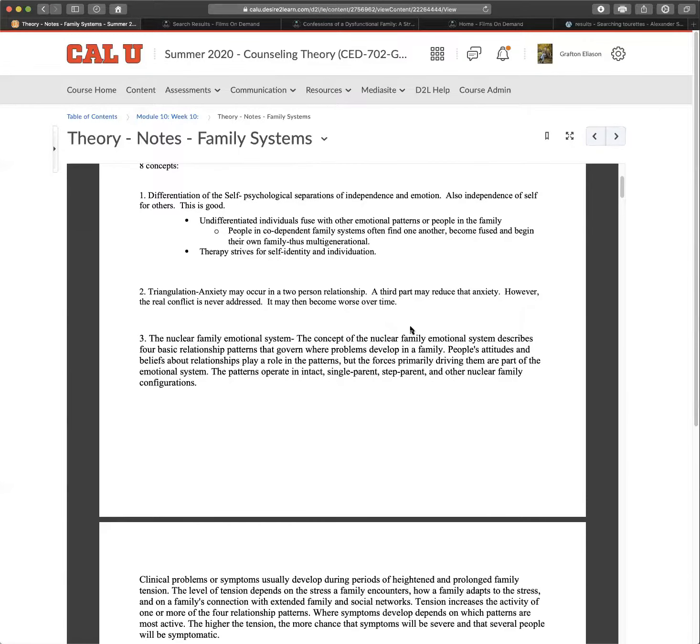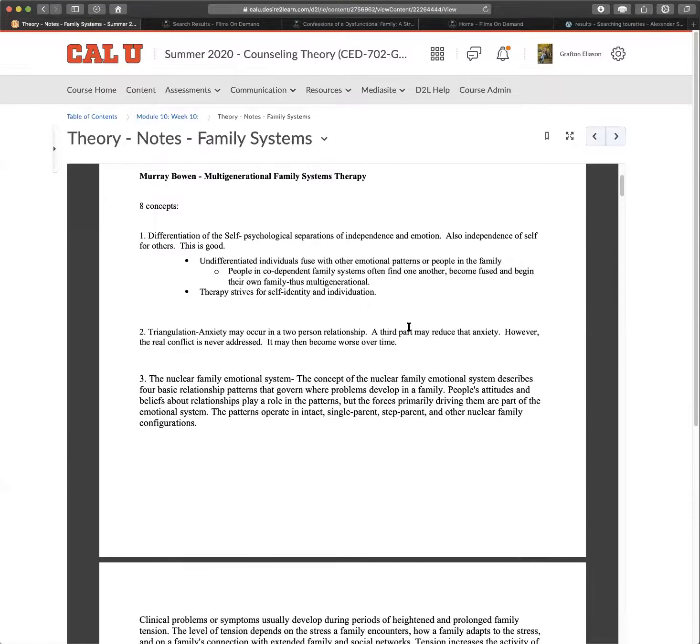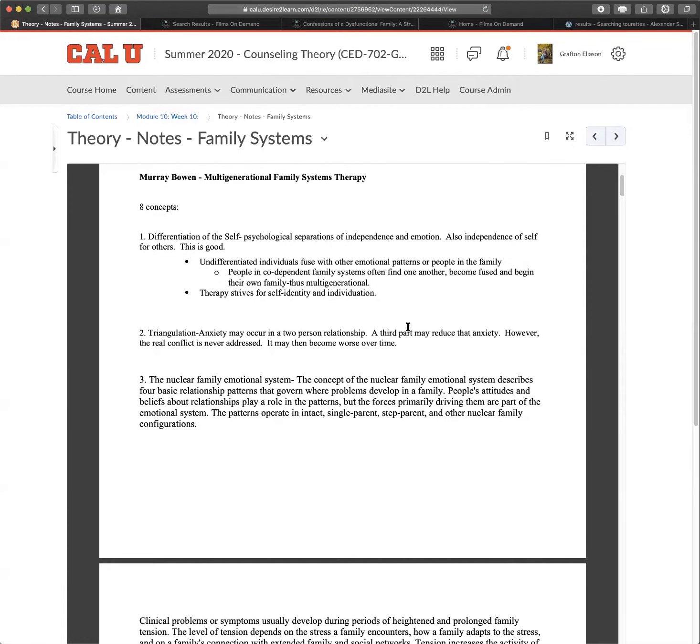So what I'm going to do is kind of walk you through a discussion of these notes, and I'm going to share my screen. Okay, so hopefully you can see the screen, and I am going to start with Murray Bowen. There are 8 key concepts. Differentiation of self is the first one.